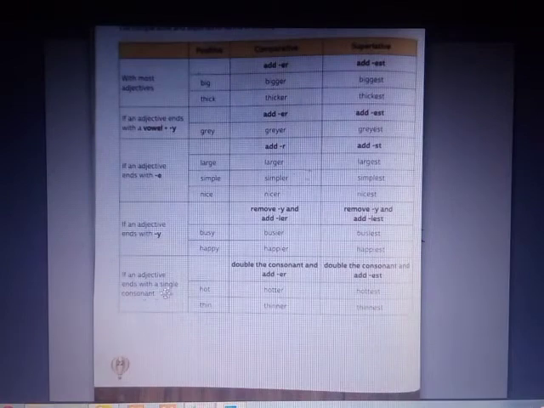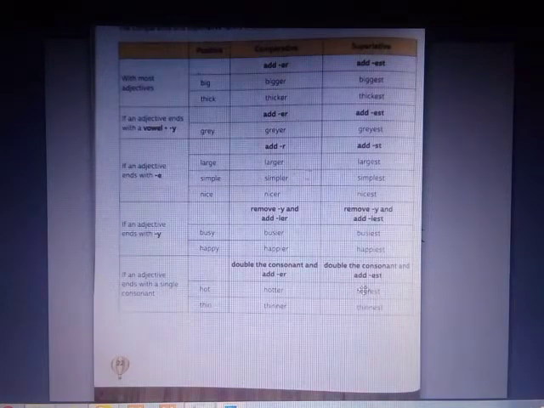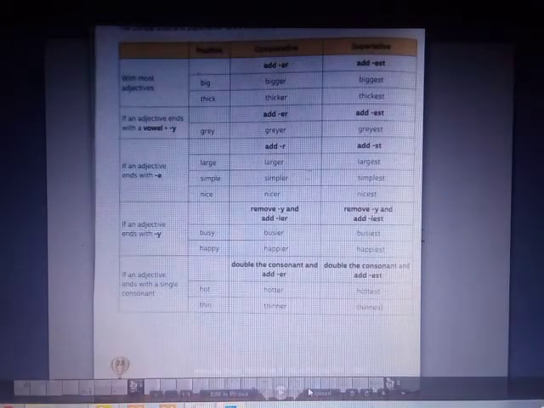If an adjective ends with a single consonant like hot, thin, then what happens? The consonant becomes double and we add er, like hot, hotter, and for superlative we double the consonant and add est, hottest. When the adjective ends with a single consonant, we double the consonant and add er in comparative, and in superlative we double the consonant and add est. Like thin, thinner, thinnest. So in this way we have studied in the last class.